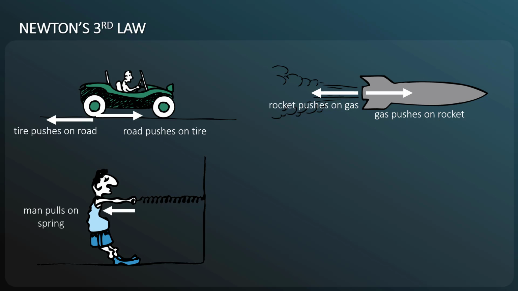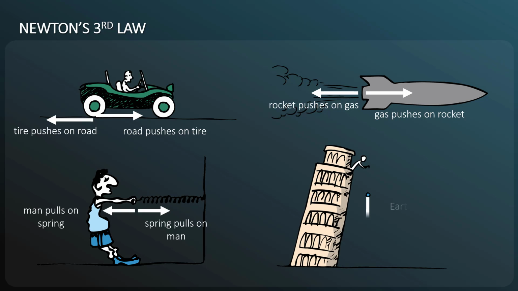Here we have a man who pulls on a spring, and also a spring that pulls on the man. Finally, we have that Earth pulls on the ball, and the ball pulls on the Earth. And again, I want to emphasize that the strength of the forces is identical. They are opposite in the sense they are pointing in opposite directions.